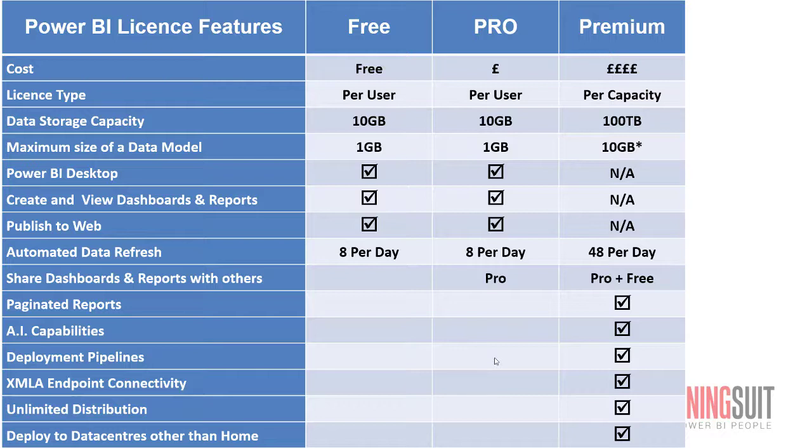You also get the new artificial intelligence capabilities. If you want to do things like sentiment analysis on your data, you can get that with a premium license. You get deployment pipelines. So we have the pipeline system of development, test, and production. And you can deploy your solutions through Power BI, through development into test, then from test into production, and then from production out maybe to a Power BI app for the end users.